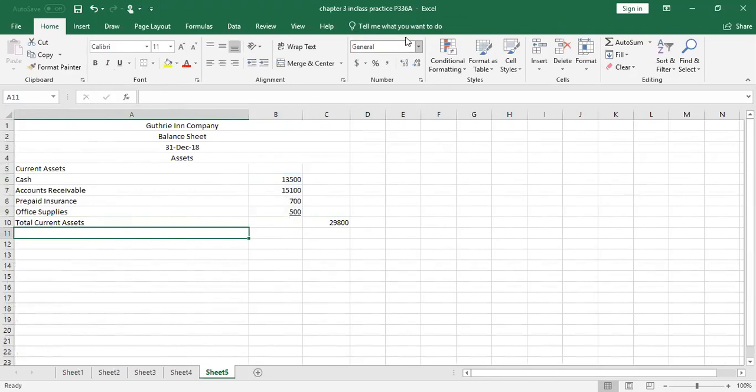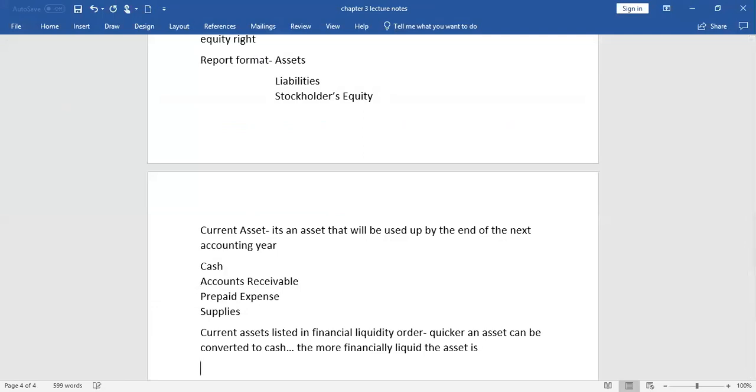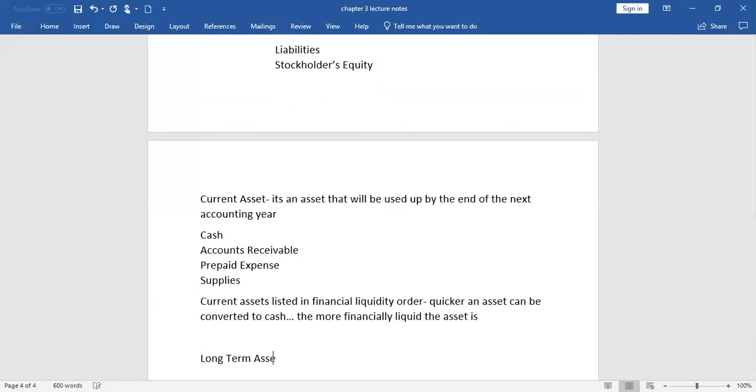Okay. Now I'm going to go back over to my notes, and let's talk about long-term assets. If a current asset is an asset that will be used up by the end of next accounting year, then a long-term asset is an asset that will not only be used during the next accounting year, but also beyond. So you're not going to use it all up in the next accounting year.